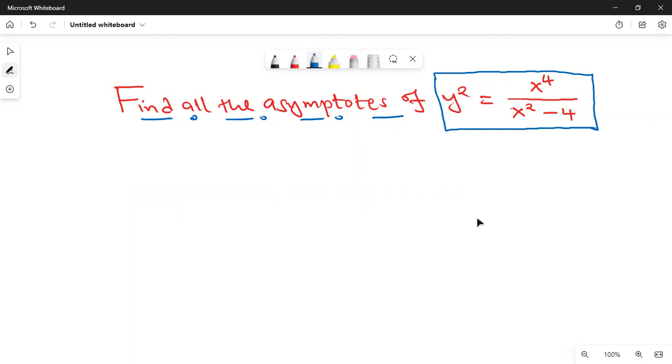Today I want us to look at how to find the asymptotes of the function y squared is equal to x raised to 4 divided by x squared minus 4. Remember, we have three types of asymptotes. The first one is vertical asymptotes.